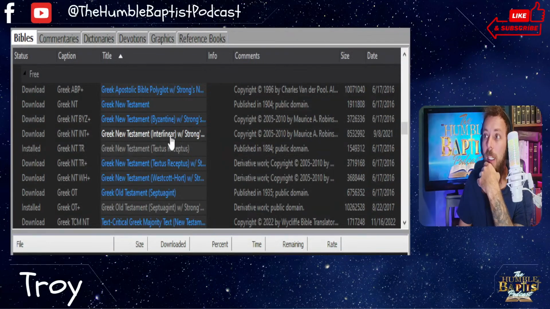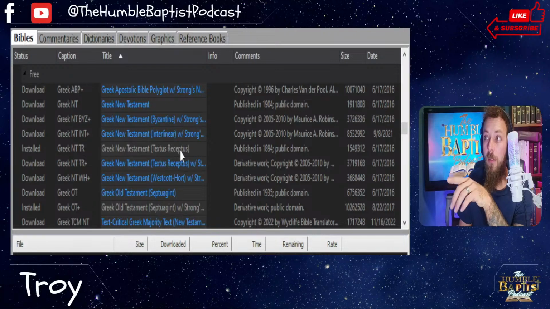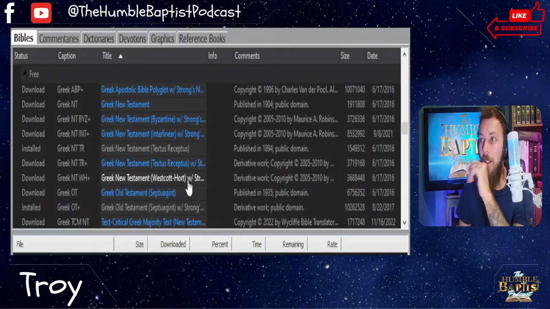Greek New Testament interlinear with Strong's numbers. Here's the Textus Receptus. Well, right there's the Textus Receptus. This one is the Textus Receptus with the Strong's numbers. You have the Westcott Hort. This is probably the 1918. The Greek Old Testament, Septuagint.